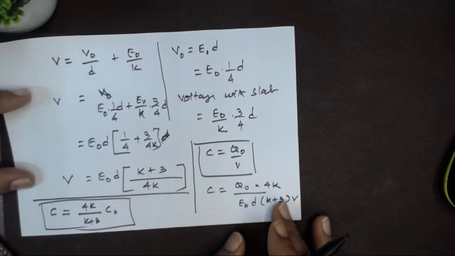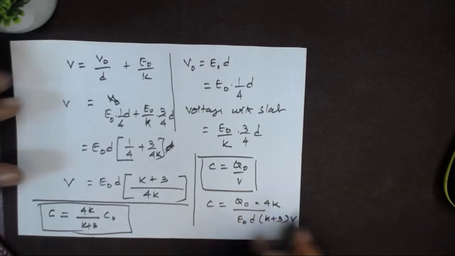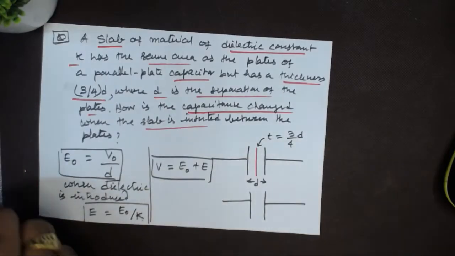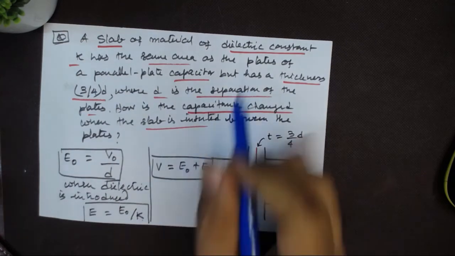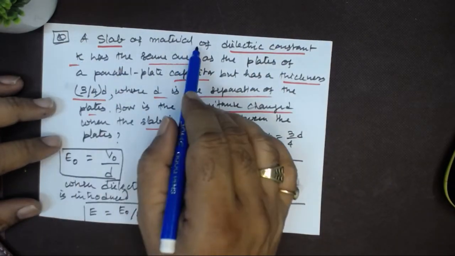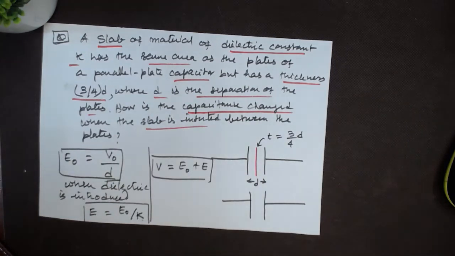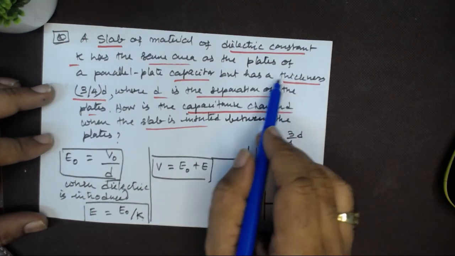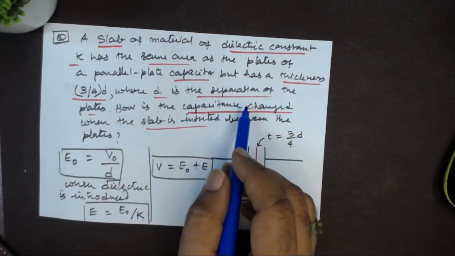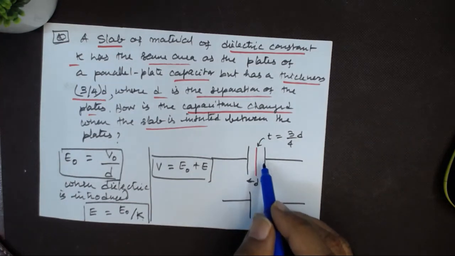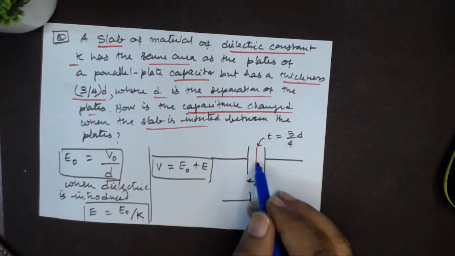Are you able to follow this? Okay. Any question? So let me recap. The slab is of material of dielectric constant K. So dielectric means insulator. By introducing an insulator between two plates, we are going to discuss how the capacitance changes. So here the parallel plate capacitor has a slab of thickness 3/4 D, and D is the separation of the plates. So the slab's thickness is 3/4 D. So the remaining place should be what? D minus 3/4 D, which is nothing but 1/4 D.